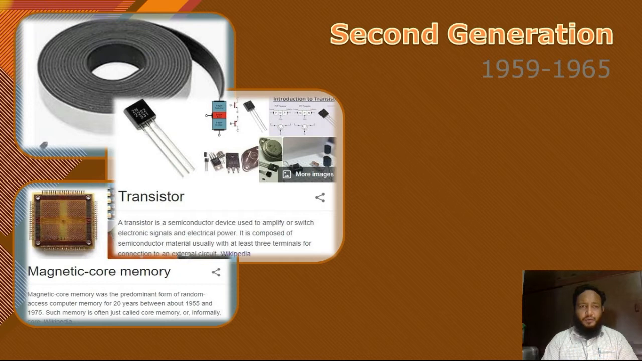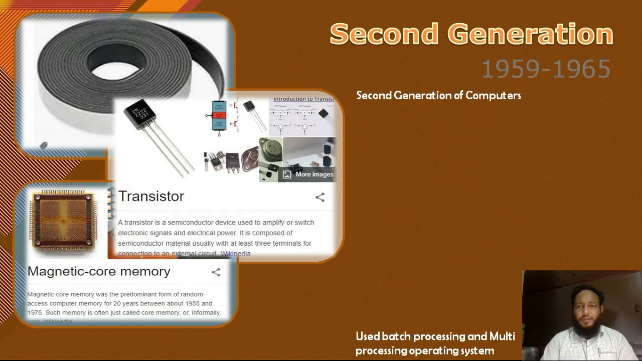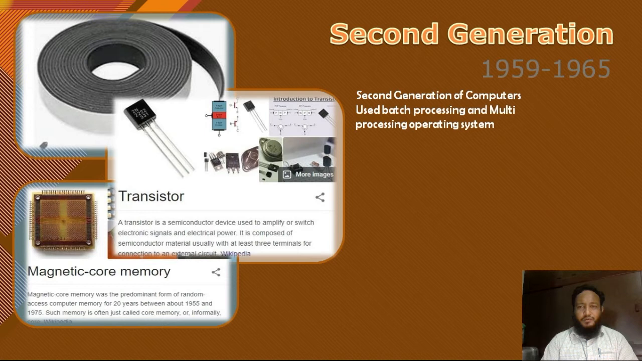Second generation of computers. The period is 1959 to 1965. Technology changed here. From vacuum tubes, transistors came into existence. A transistor is a semiconductor device used to amplify or switch electronic signals or electrical power. Second generation computers used batch processing as well as multiprocessing operating systems, which were made after the first generation.